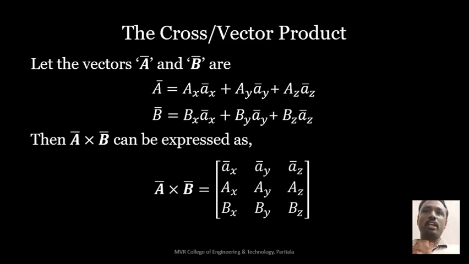Small ax, small ay and small az. So that we have to write in the top row, thereafter the first vector components. What is the first vector here? A bar. So A bar components, capital AX, capital AY, capital AZ. And thereafter in the last row we have to write the second vector.